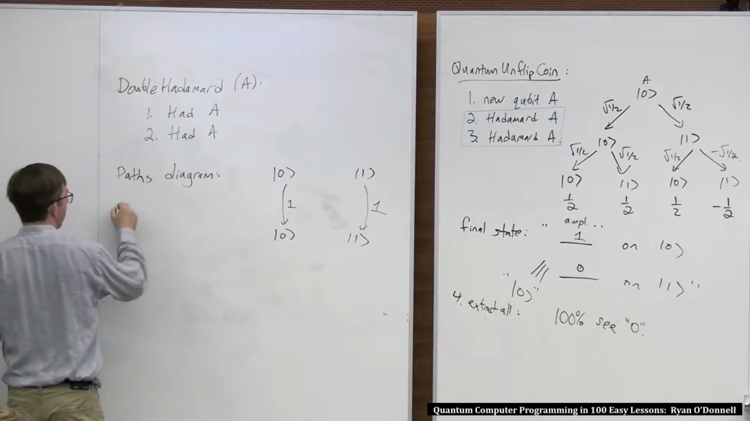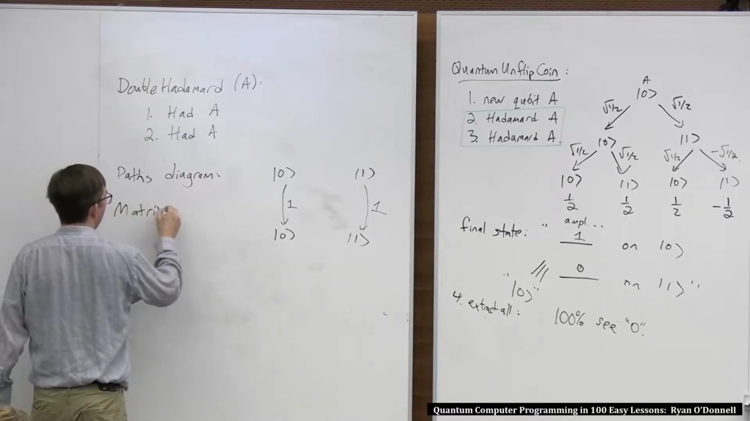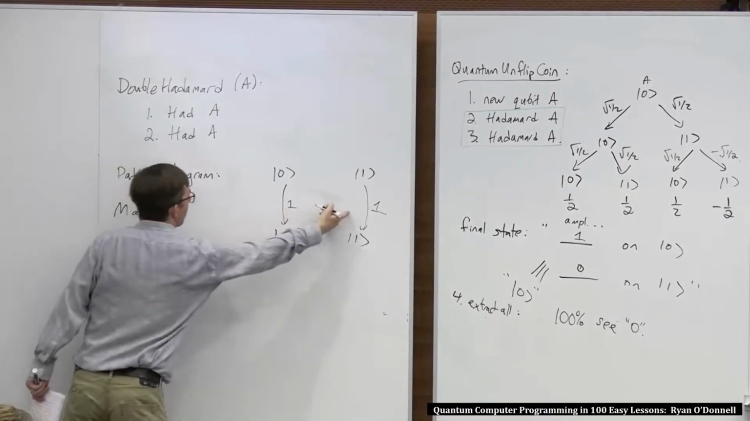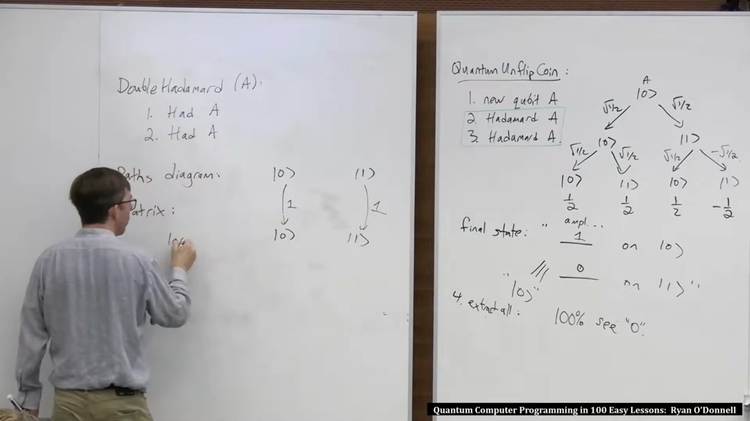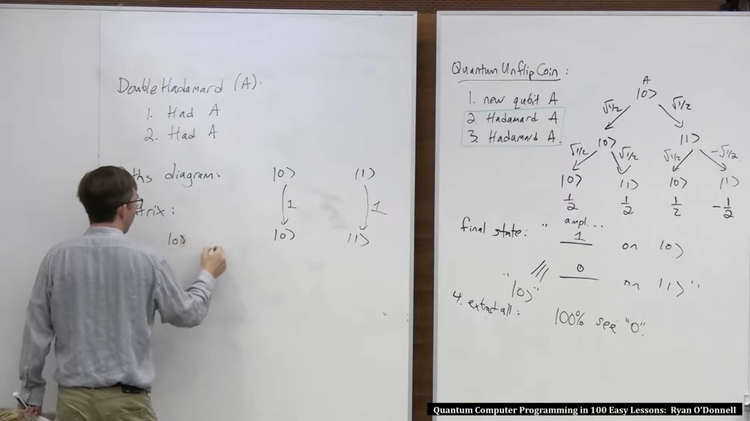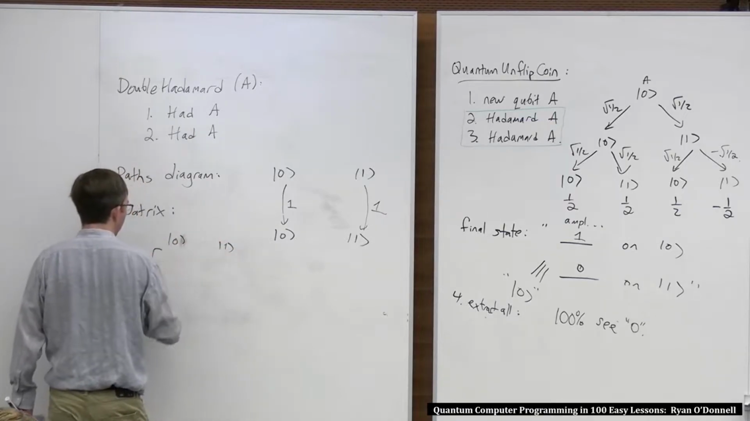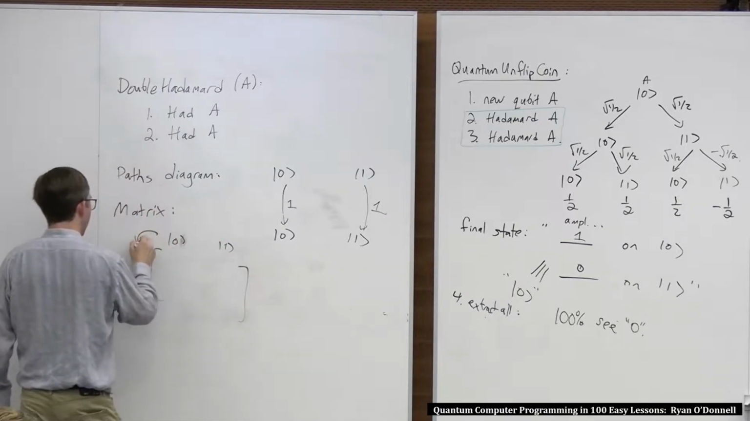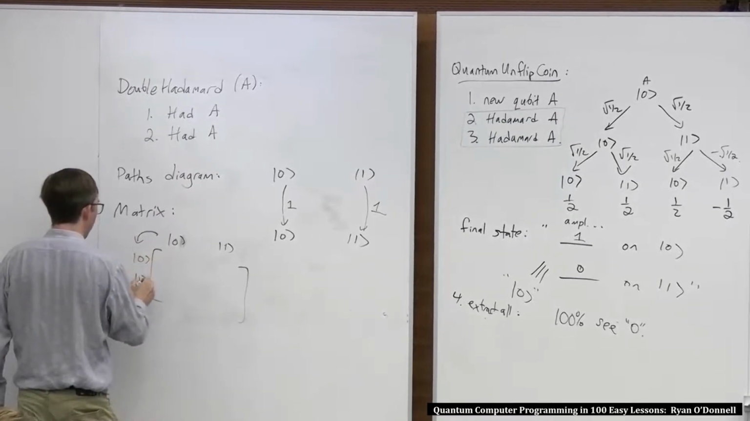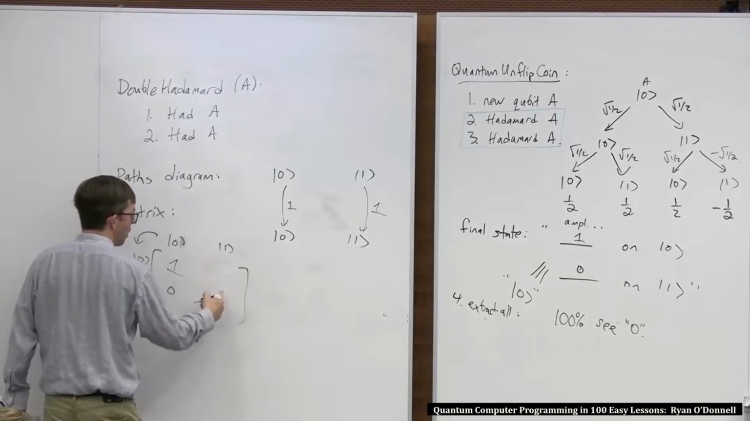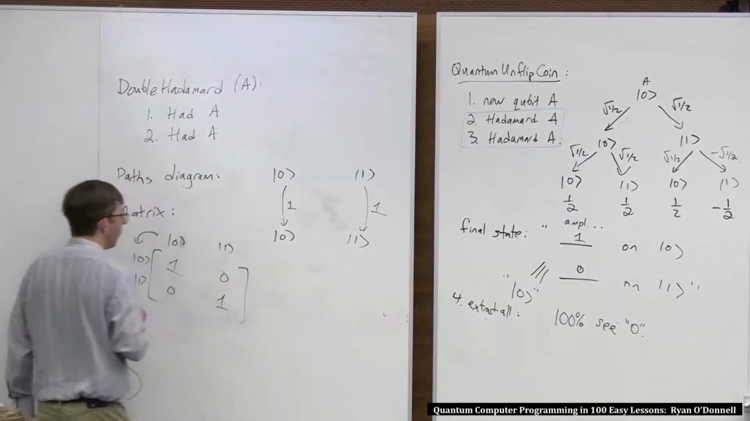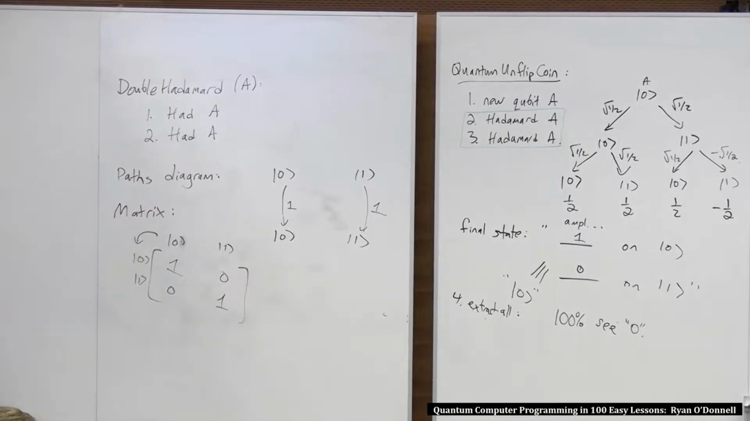Or if we were to make the matrix for it, let's just arrange these 4 numbers differently: the 1, the 0 that we erased, the other 0 that we never even wrote, and the 1. It's like going like this, to 0 and 1. 0 goes to 0 with amplitude 1, and goes to 1 with amplitude 0. 1 goes to 1 with amplitude 1, and 0. So that's the matrix for double Hadamard.